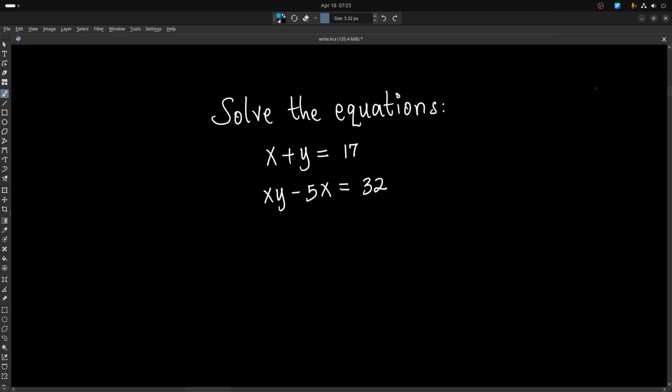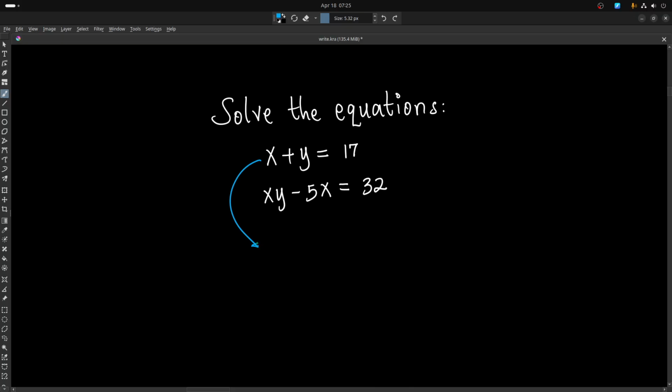Hello, in this question, we are told to solve these two equations. x plus y is equal to 17 and xy minus 5x is equal to 32. Let's take this first equation and express x in terms of y.